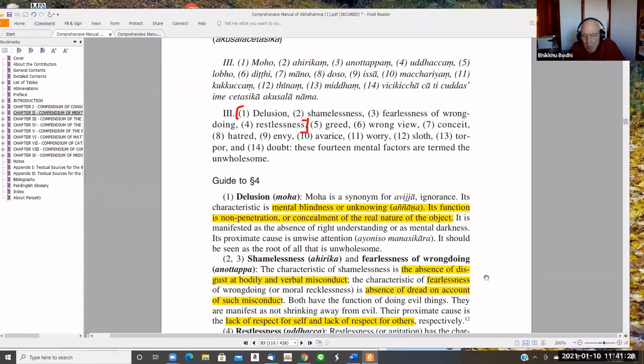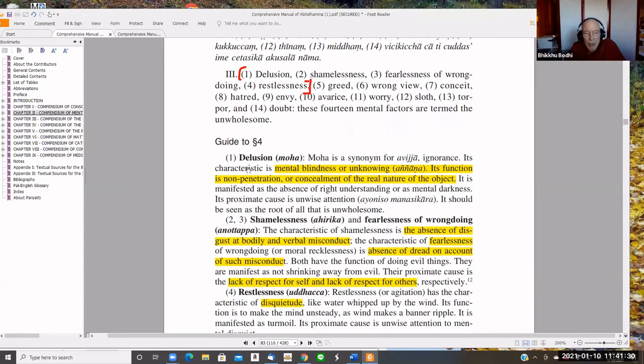So let's take them one by one. Delusion is the same as ignorance, and it's explained as a kind of mental blindness, non-penetration, not understanding the real nature of things, the absence of right understanding, or a kind of mental darkness.